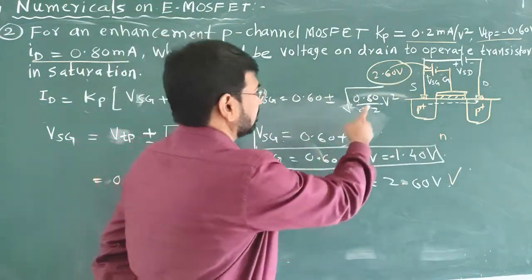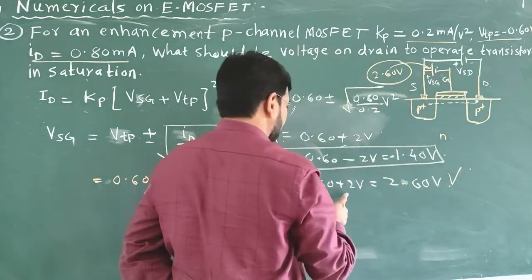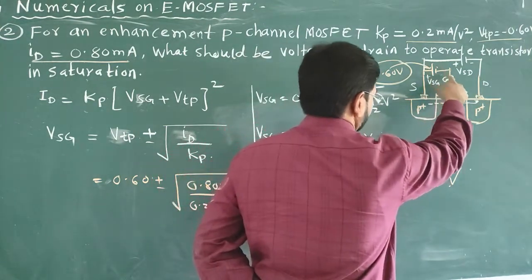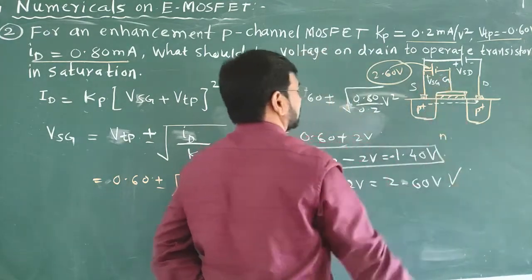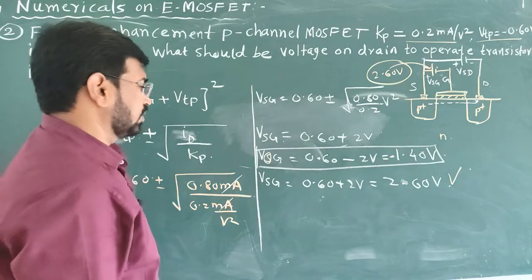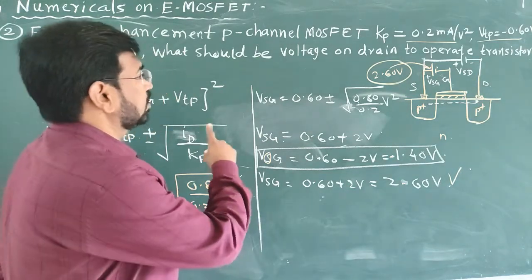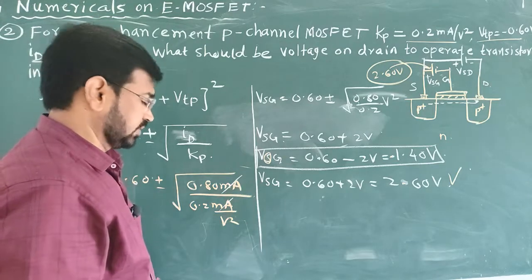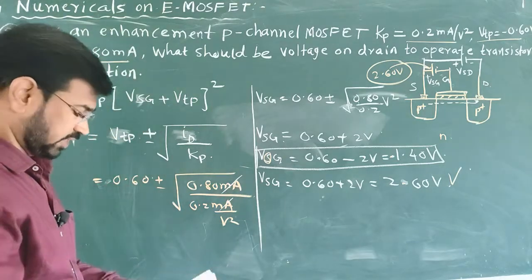This voltage should be applied on gate. Source is positive means what? Gate is negative. So, minus 2.60 volt is on gate and it is positive at source. Now, we have to find the voltage required to operate the transistor in saturation. That is the condition for the transistor to be in saturation.